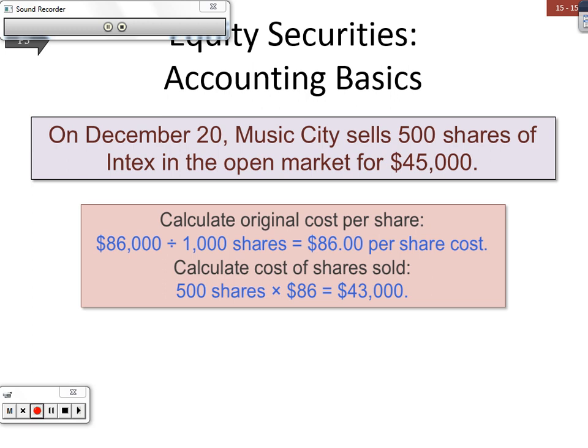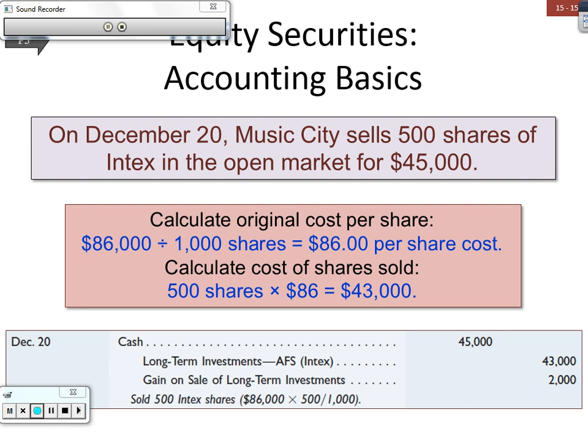Now they're selling 500 of those shares that they purchased before. The original cost per share, if you do that, $86,000 divided by those 1,000 shares, you get $86 per share that they paid, right? Then they just sold 500 of those shares, and if they sell it for the same thing they paid for it, $86, that's $43,000. That is what they should sell it for because that's what it's worth. However, they've sold it for $45,000, which means they have a what?